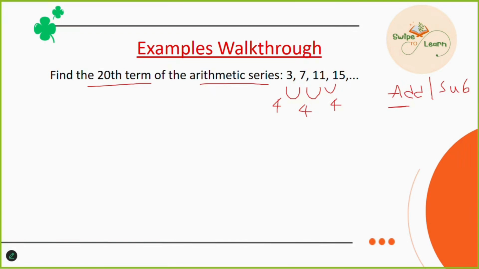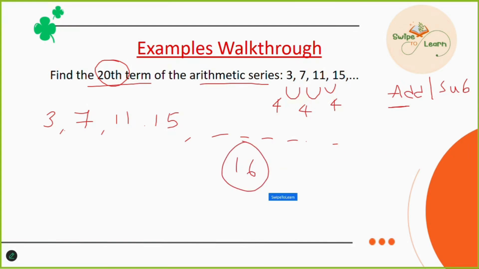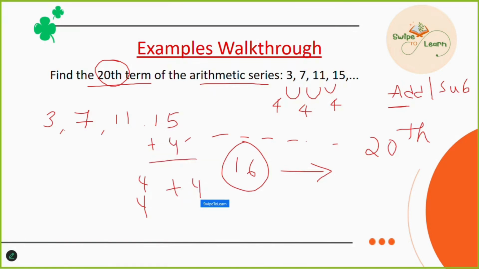What do we have to find? We have to find the 20th term of this series. How many terms do we know? We know only 4 terms: 3, 7, 11, 15. So we have to find the other 16 numbers in order to get the 20th term. We can't simply add 4 again and again, 15 plus 4, and the result plus 4. That is a very time-taking process.